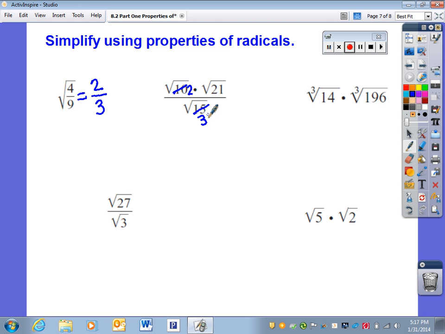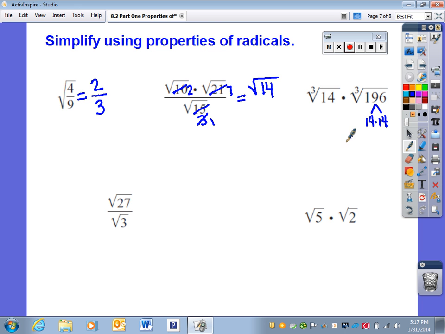Well, then I still have a root of 3 and a root of 21, so I'm going to divide each of these by root of 3. Now I have my root of 2 and root of 7, and since they're both square roots, I can multiply them together, which would be 14. And I have a root of 1, and the square root of 1 is 1, so my final answer will be 14.